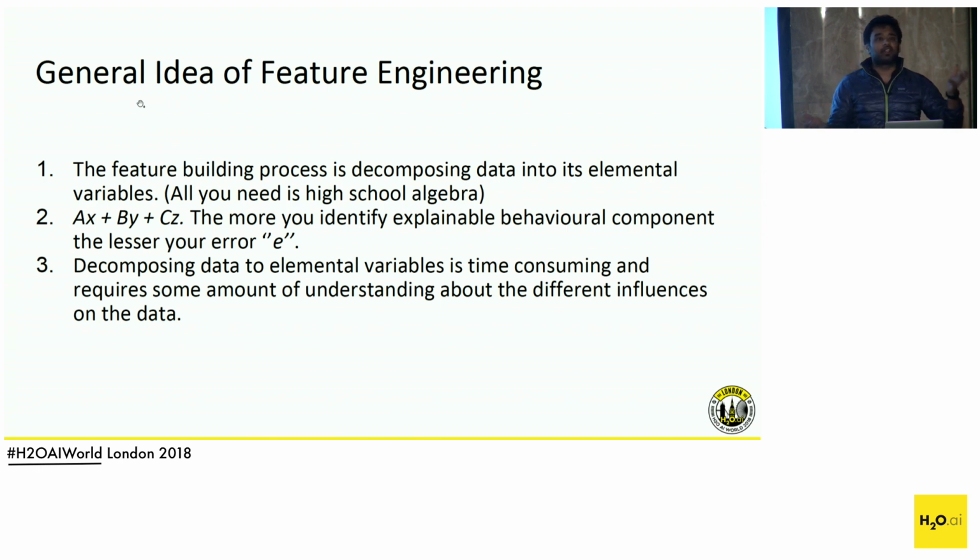Because once you start understanding how the different columns interact with each other, you can start to build these features. And that's the primary purpose of feature engineering. If you were to look at it purely from a statistical point of view, or from an old school modeling point of view, feature engineering is all about breaking down the data into its elements, to such an extent that you keep your error to the minimum.